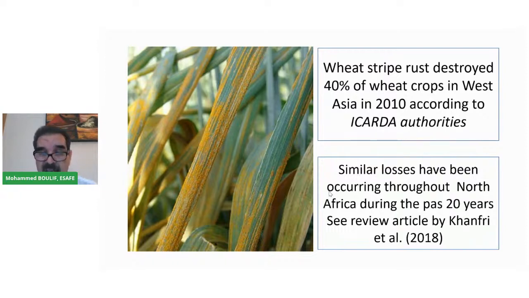Similar losses have been occurring throughout North Africa during the past 20 years. See the review by Humphrey et al. And I think you will get a feel for how important the yellow rust is for wheat production, not only in North Africa, but also in other parts of Africa and in the whole world.